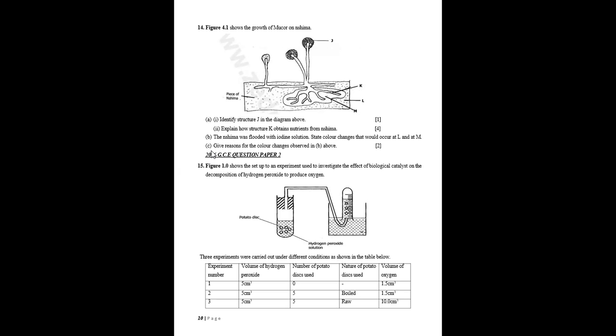Part B. The Shima was flooded with iodine solution. State color changes that could occur at L and at M. At L, the color changes to blue or black, because starch is present there. Then at M, there are no color changes. It remains yellowish or brown.